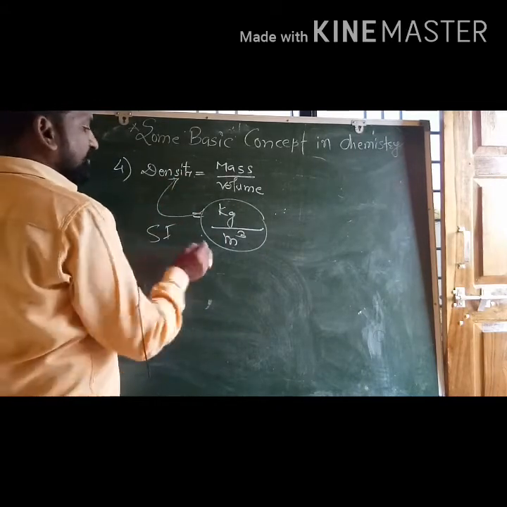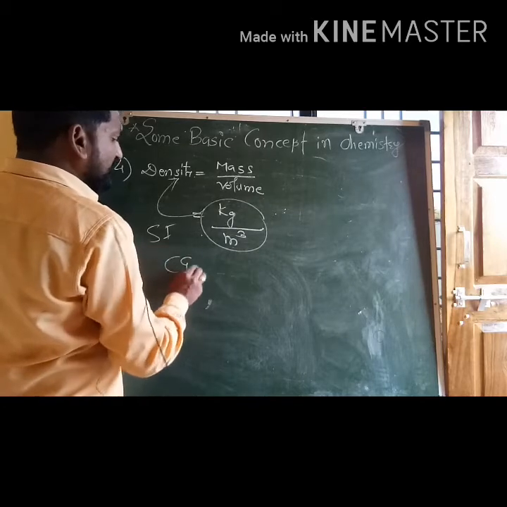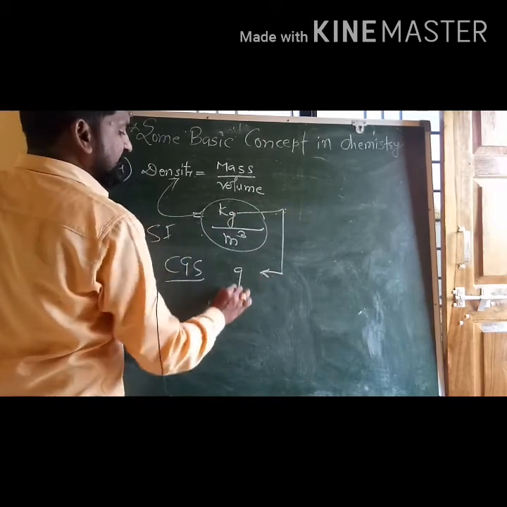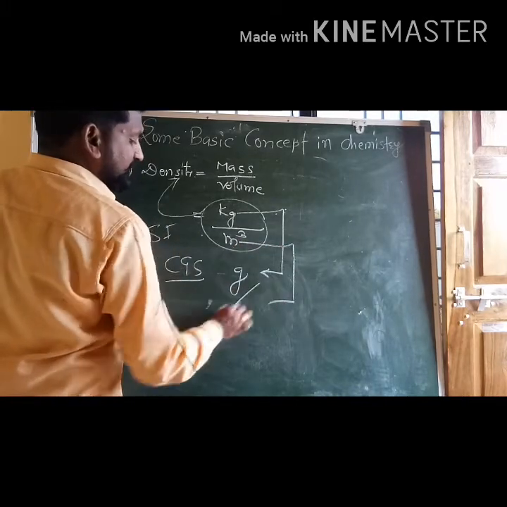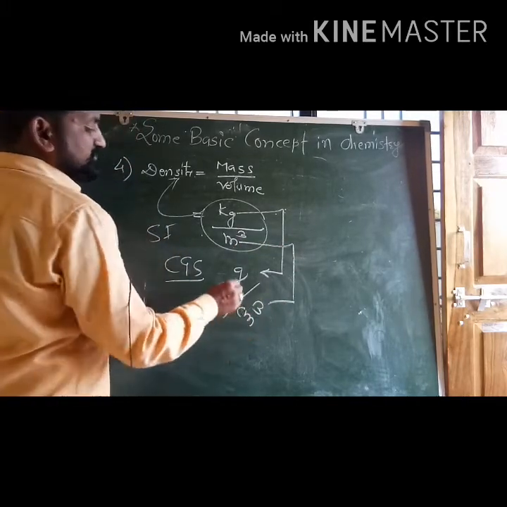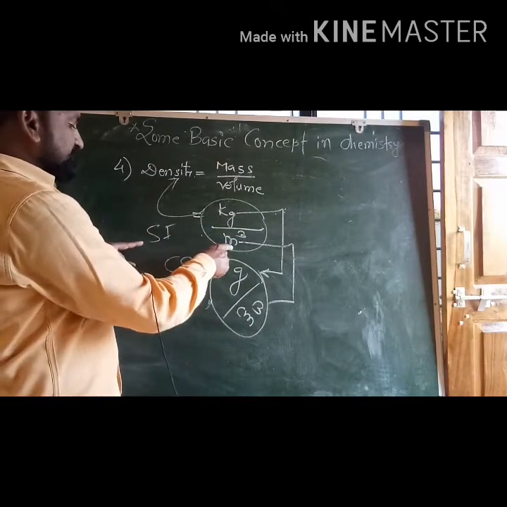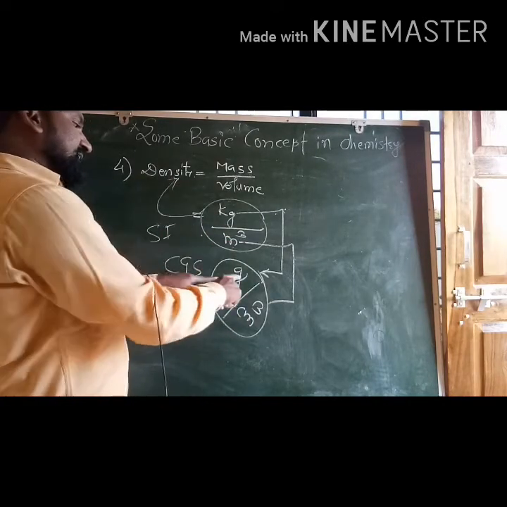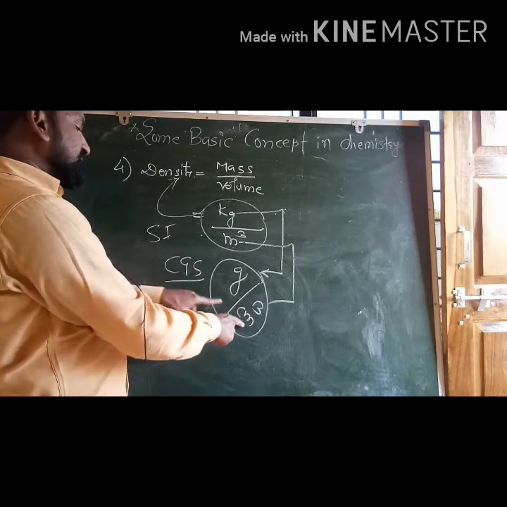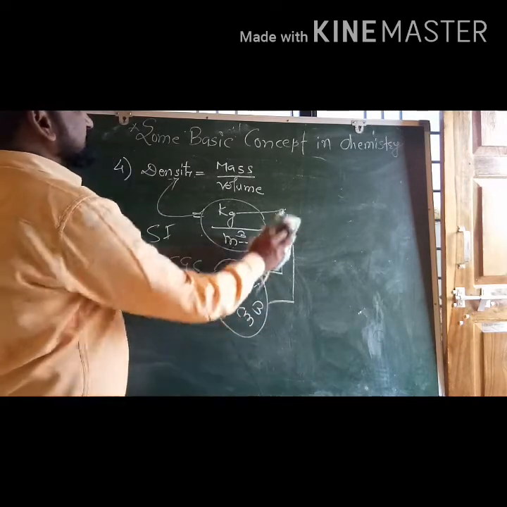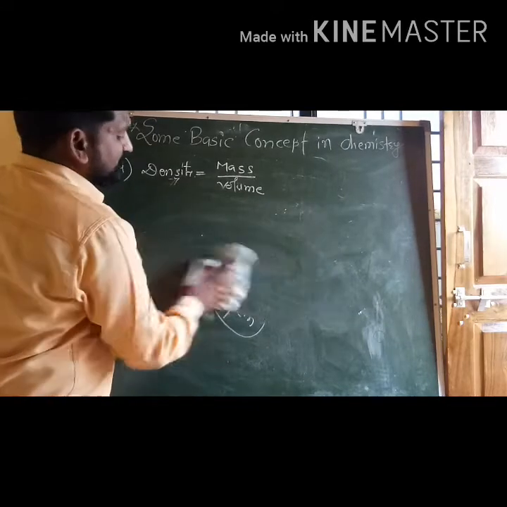Or if you want to write in the CGS system, kilogram means what? Gram. Meter means what? Centimeter. So see here, kilogram per cubic meter is the SI unit of the density, and gram per cubic centimeter is the CGS unit of the density. Okay. So what is density? Density is simply mass upon volume.